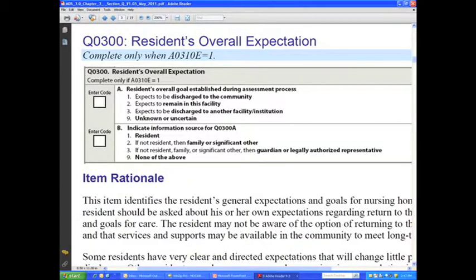So here you record the resident's expectations, whether they're realistic or not. Again, if the resident is unable to communicate with you verbally or non-verbally, or has been legally determined to be incompetent, the information can be obtained from the family, etc.